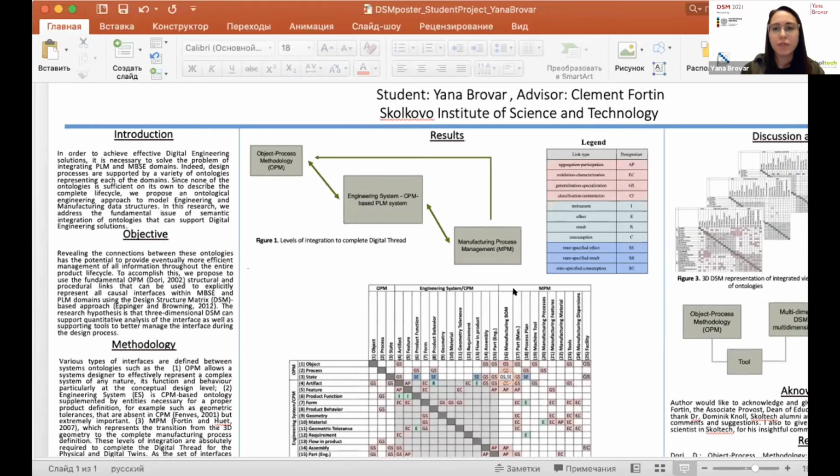And for each type of the OPM links, we assign a designator, which we fill in the DSM. So the cells at the intersection of different rows and columns indicate the type of relationship between the corresponding entities.